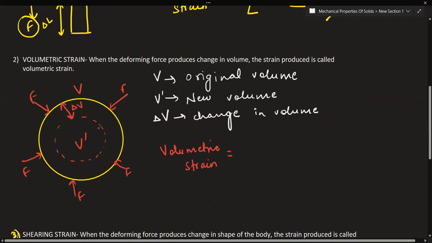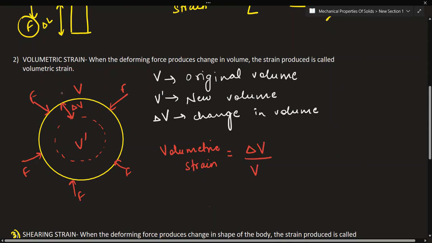Like for example, if 5 meter cube was the original volume, now it has compressed to 2 meter cube. So what is the change in volume? 3 meter cube. So that's how we get volumetric strain. Change in volume by the original volume. And again, volume divided by volume would be unitless. Like the one that you were saying, it won't have any units. So this is known as volumetric strain.